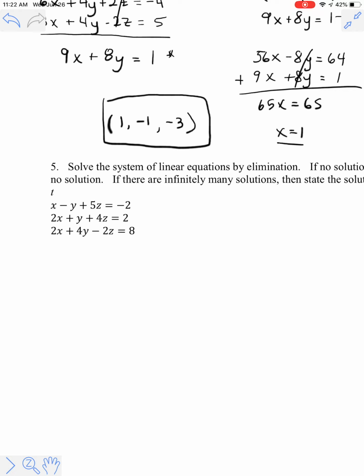Question 5. Similar. I notice right off the bat that I've got opposite coefficients for y, so I'm going to take equations 1 and 2 as they are and add them together, and eliminate y.